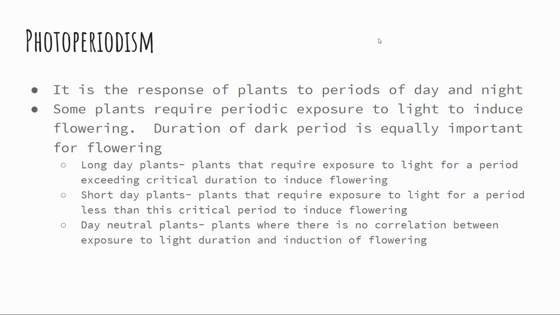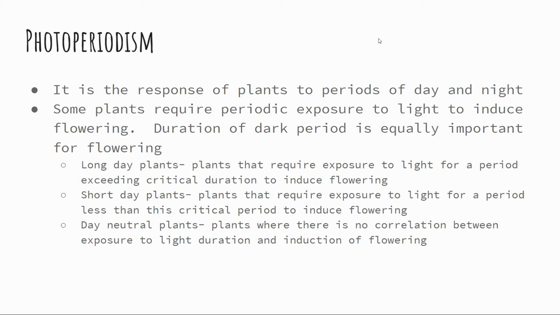Photoperiodism. Okay, it is the response of plants to periods of day and night. Some plants require periodic exposures of light to induce flowering. The duration of the dark period is equally important for flowering. We've talked about this a little bit before. So a certain amount of light is needed for plants to, of course, not only do photosynthesis but grow and mature. But night or dark periods are just as important. Okay, a lot of your plant maturing processes happen during dark periods. So plants are not going to mature fully if there is constant light.